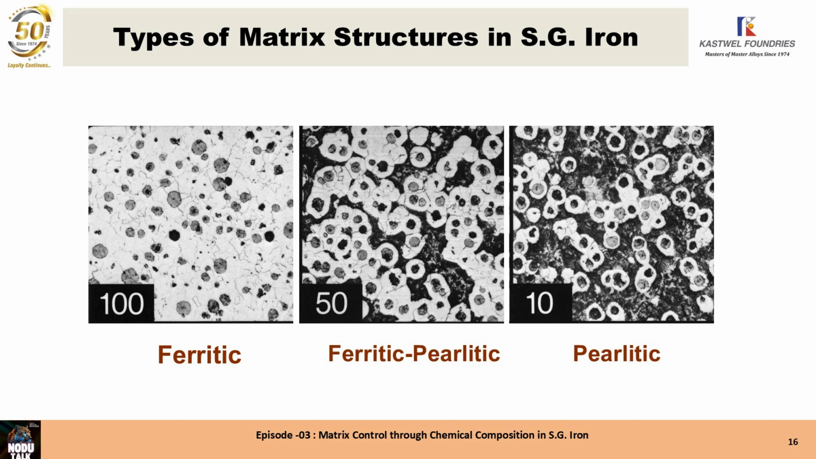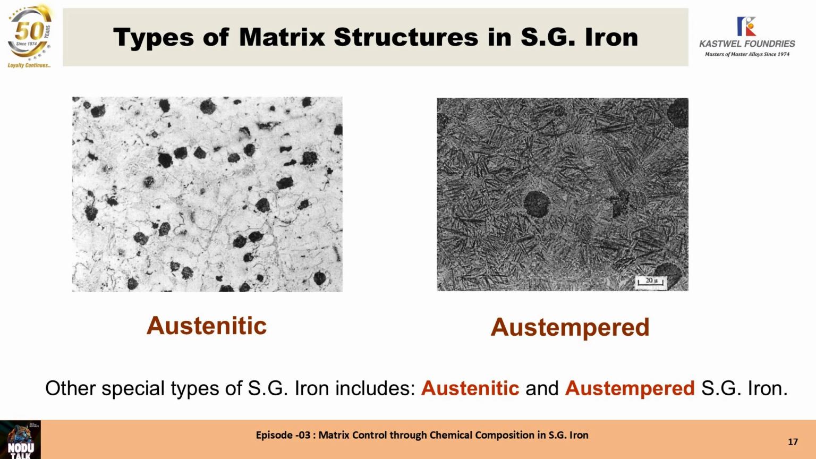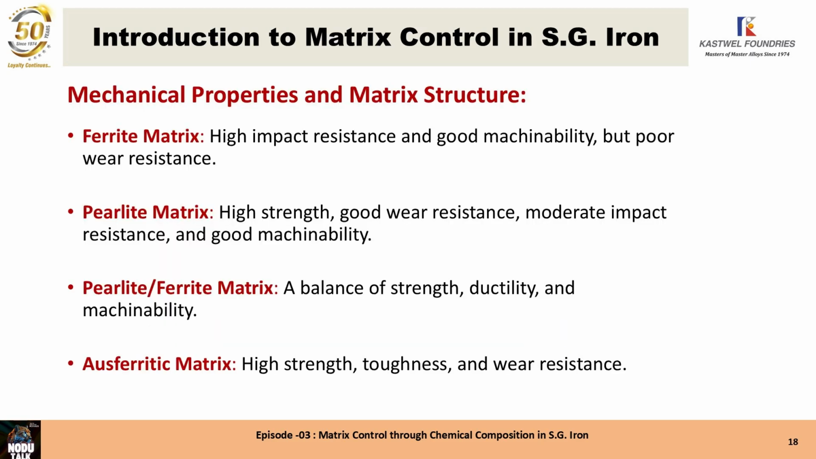This is the structure of the ferritic matrix and the pearlitic matrix. You can see the bullseye structure in the pearlitic matrix. The other matrix structures which are seen in ductile iron are austenitic and austempered. Now let us see the effect of matrix structure on mechanical properties.